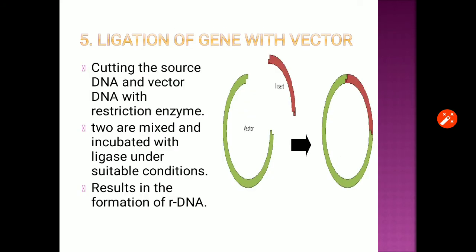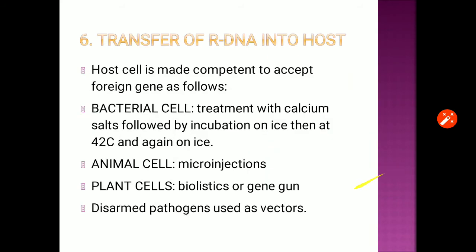Now the fifth step is ligation of the gene with the vector. As we have got a sufficient number of copies of the desired gene by the PCR technique, now we'll insert the desired gene into a suitable vector. But we need to remember that the desired gene and the vector both should be treated with the same restriction enzyme. Now we'll mix them and incubate with ligase under suitable conditions, and finally we will get the recombinant DNA, as shown in the image also.